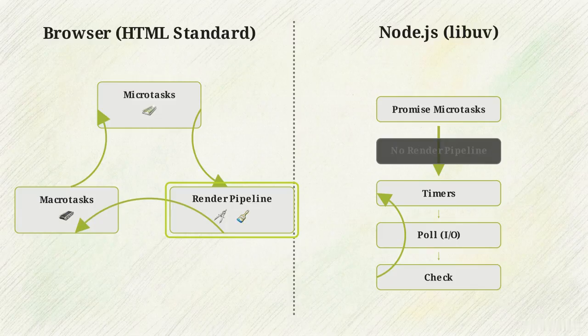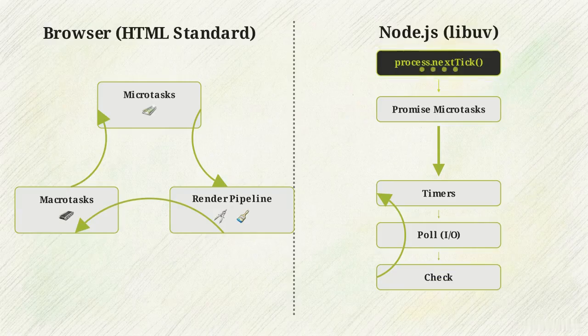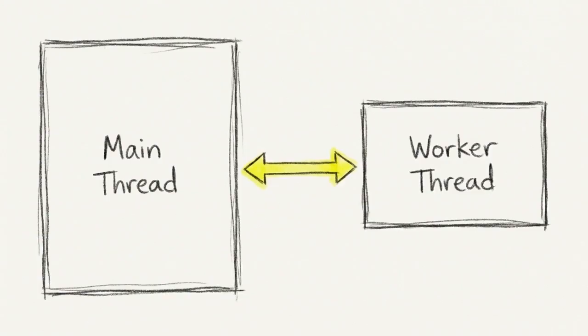Node lacks a render pipeline, but features distinct execution phases. It also introduces process.nextTick, a queue that drains before promises, giving it the highest priority among asynchronous operations. When applications require heavy, compute-bound processing, like image manipulation, the single thread is no longer sufficient. Here, web workers serve as a specialized solution, providing background concurrency through isolated memory and asynchronous message passing.